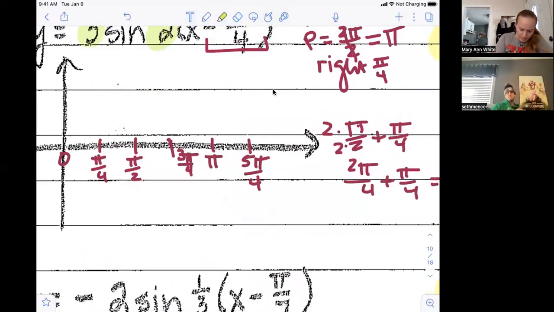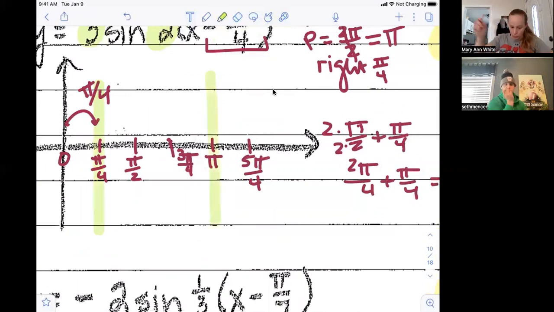I think the best way to think about it is I knew that I had to go from 0 to pi over 4. So I knew that I had to add pi over 4 the first time. I had to add 1/4. And I would have been at pi, but we moved over a pi over 4 to show that I moved everything right pi over 4.